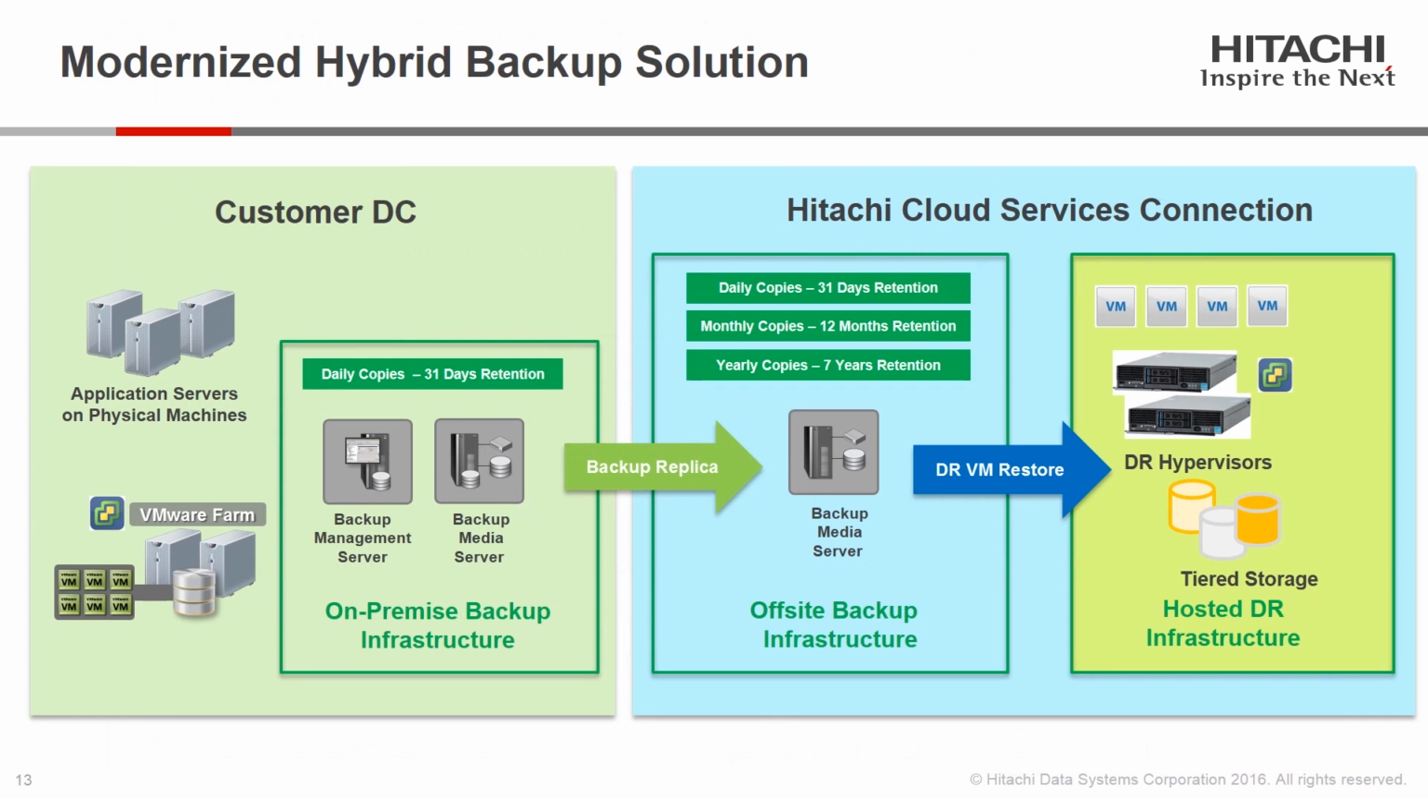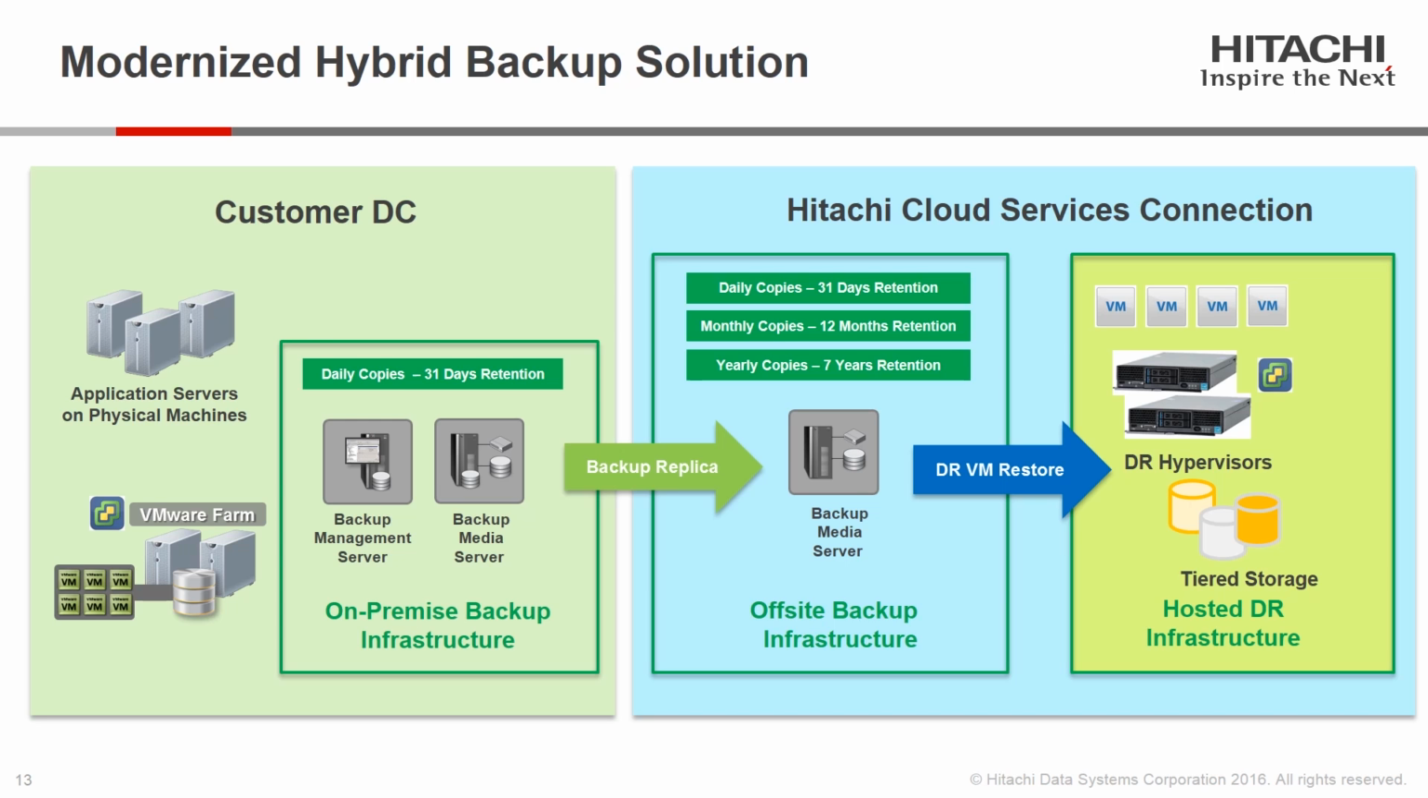This is a reference architecture of a modernized hybrid backup solution. At the customer DC, daily backup is performed locally with retention up to 31 days for quick restore. As we discussed earlier, it is important that new and daily backup data be kept available locally on-premise to ensure RTO is kept to near zero. The same daily backup data is replicated to an off-site backup infrastructure hosted on the Hitachi Cloud Services connection. At this location, the short daily, mid-monthly, and long yearly term retention copies are kept with a 99.95% uptime SLA.